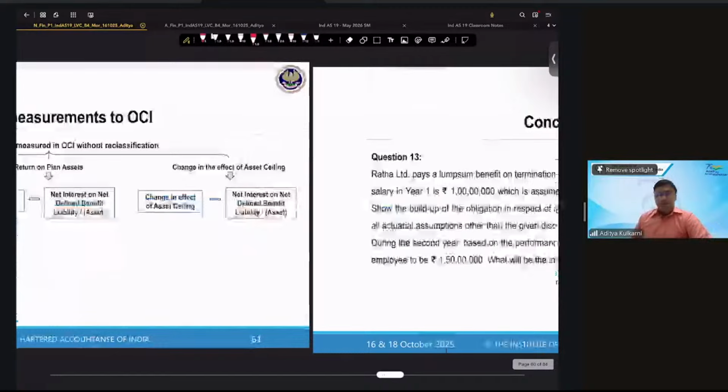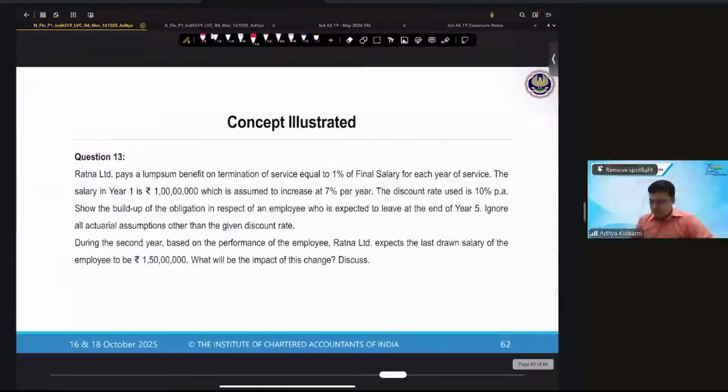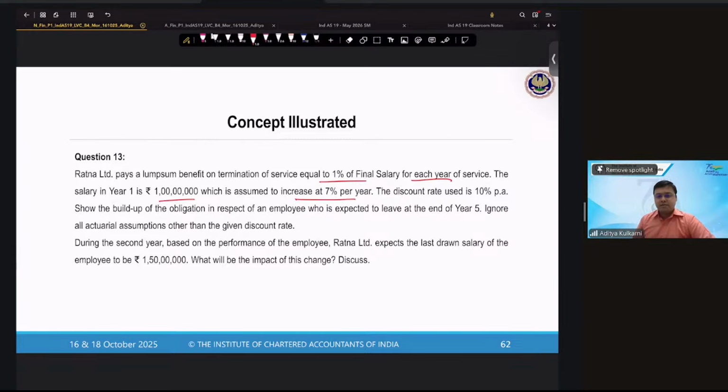Again, same question, same company, same facts, but only one thing is changing. Ratna pays a lump sum benefit equal to 1% of final salary for each year of service. The salary in year 1 is 1 crore, assumed to increase at 7% per annum. Discount rate is 10%. Show the build up till year 5. This is the same question that we have done. No change in this.